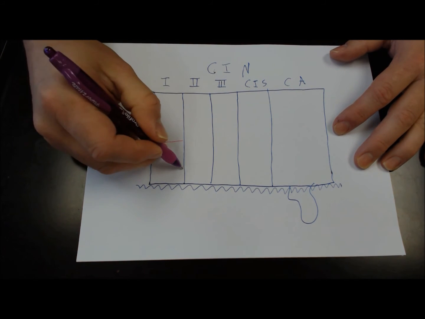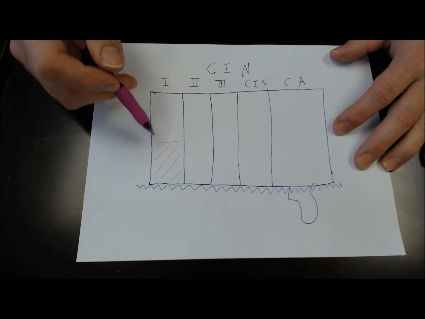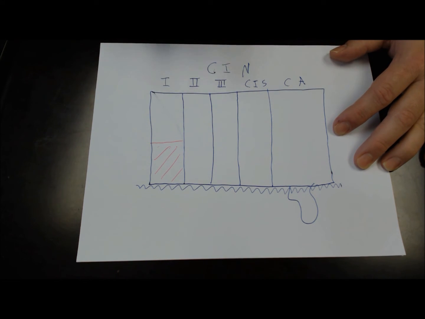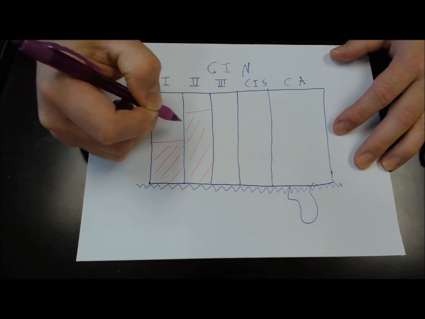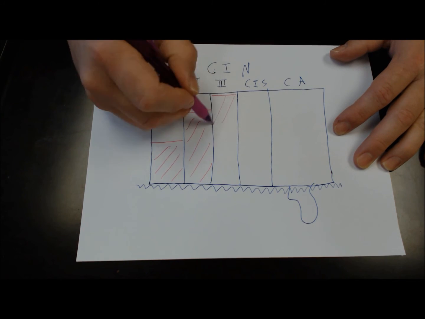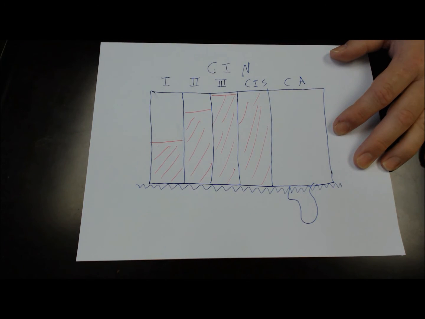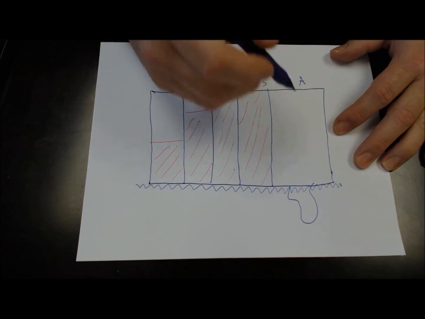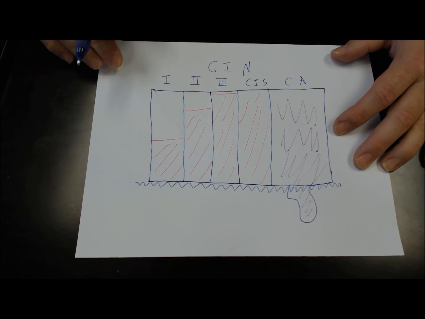CIN1 is when 1/3 of that skin layer is full of the abnormal cells. Now the abnormal cells for CIN1 and cervical cancer are all the same cells. It's location, location, location. So the cells are actually the same, it's just where they're found. CIN2 is where 2/3 of the skin layer of the cervix is filled with abnormal cells. CIN3, as you may guess, is almost 3/3. Then CIS, there's 3/3 of the way, it's completely full of these abnormal cells. And then cancer, of course, is where these abnormal cells now break through the basement membrane or into the stroma, and that's where it becomes cancer.